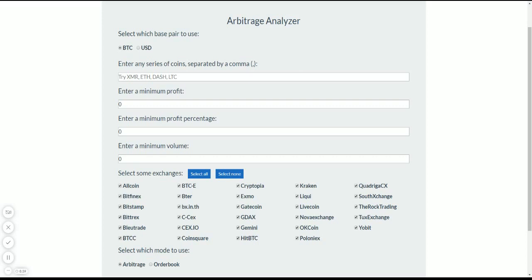The next three are all filters. Entering a minimum profit will filter out any results that are below that profit. This is all in your base currency. Profit percentage is the same, as does the volume. This is important because you can find some arbitrage opportunities that look good on paper, but it's probably not actually worth your time. For example, if exchange A and exchange B had a spread of $100, but only 0.01 coins is being traded for that spread, you're actually only going to make $1, and that's just not worth your time. So you can set these values to try to get rid of those noisy arbitrage opportunities.